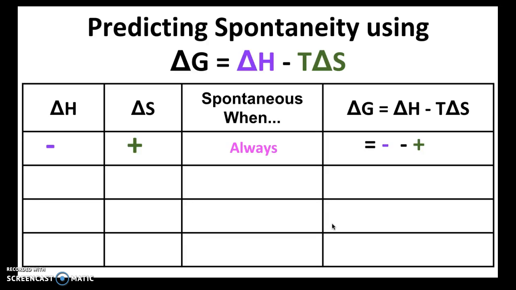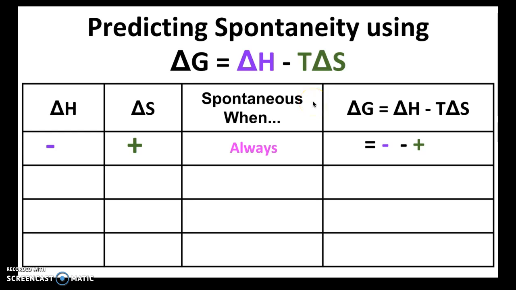Okay, you should have this table in your note packet, and you want to make sure you find it. So we're going to fill this table out, and we're really just going to focus on whatever the sign of delta H and delta S is. When is the reaction spontaneous? Is it always spontaneous? Sometimes? Under what conditions? And when I say conditions, I'm talking about the temperature here.